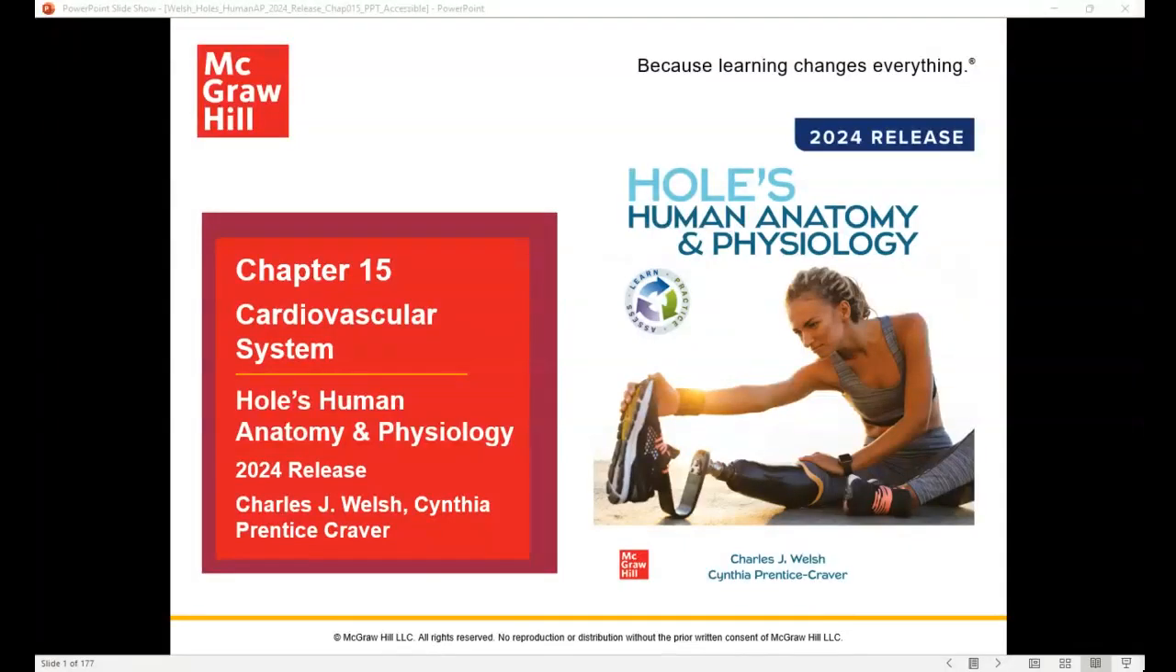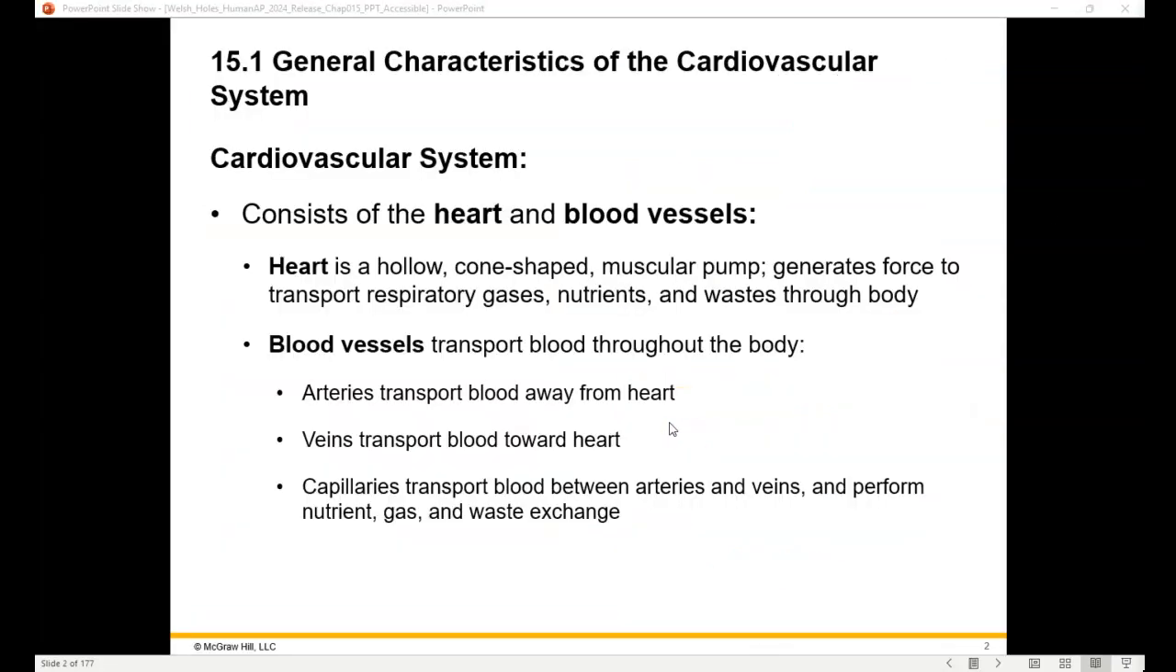In this presentation, we will talk about the heart and how it works and some of the mechanics involved with it. So first of all, just kind of an introduction on the cardiovascular system. It consists of the heart and blood vessels.